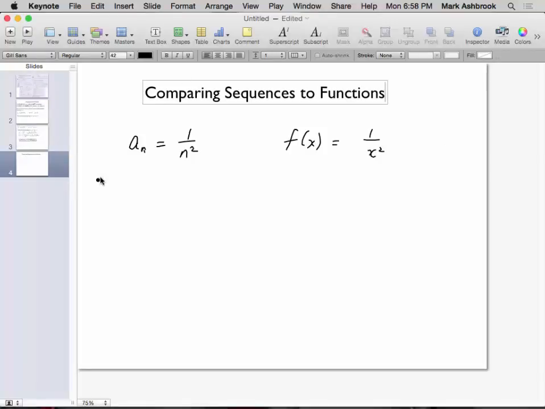So what's the same about these? So there's similarities and differences. Well, is this a convergent sequence or divergent? 1 over n squared. Converges to? Yeah, so the limit as n goes to infinity of 1 over n squared equals 0. And what's the limit as x goes to infinity of this function?